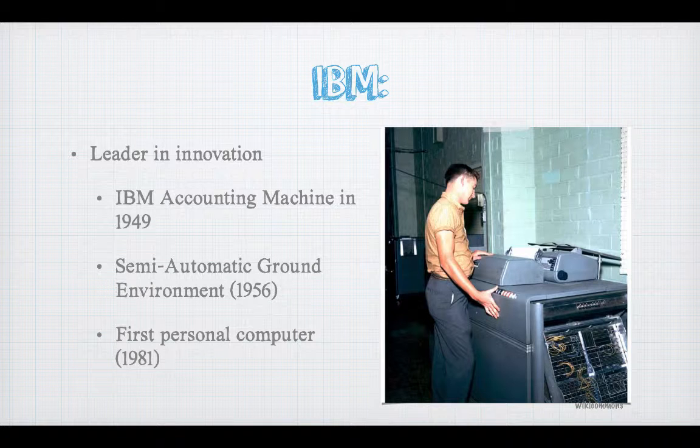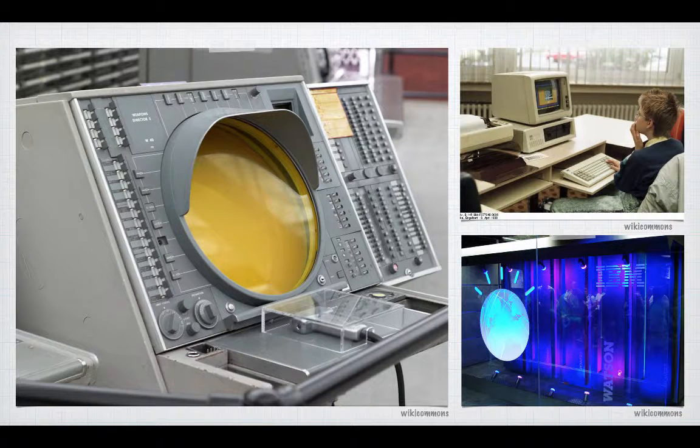The semi-automatic ground environment was a radar system that was used, and IBM would launch the first personal home use computer in 1981. I have an understanding it was about $2,000 in 1981. Some of our high-end laptops come in today around $2,000. Here are some pictures of it. You guys can see what they look like.